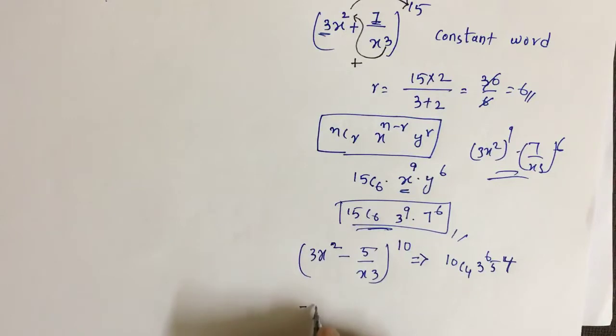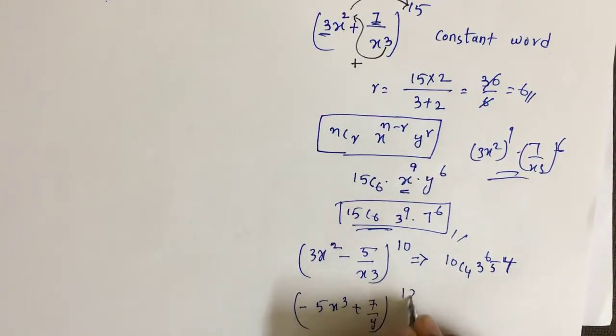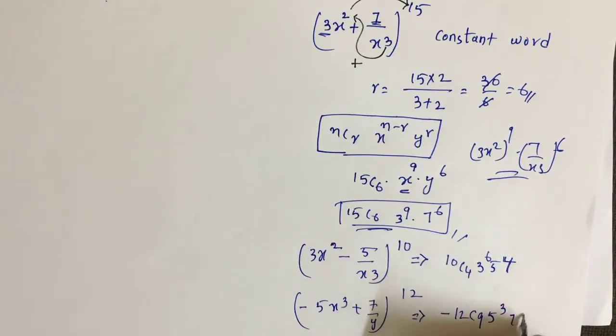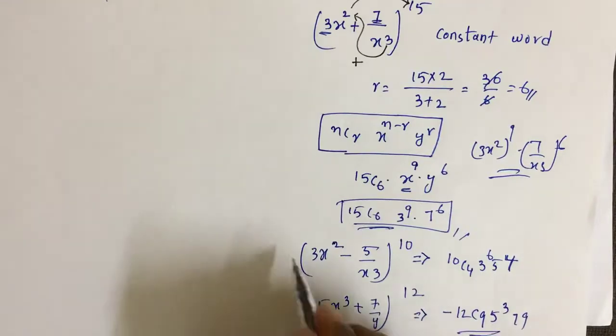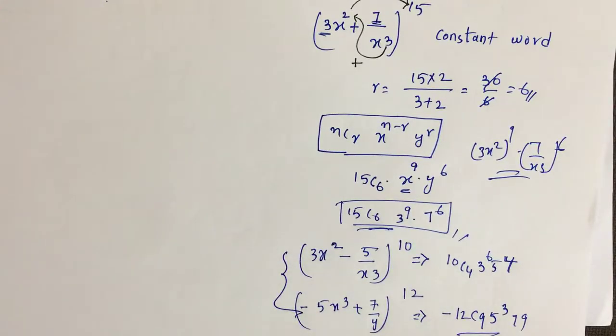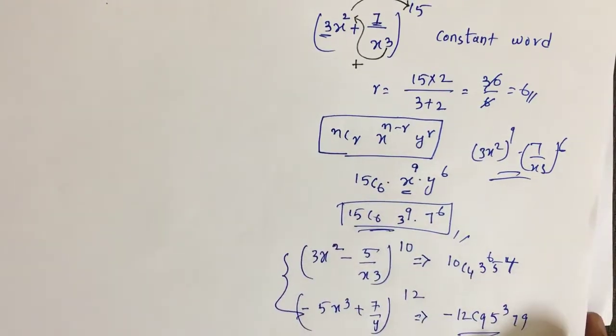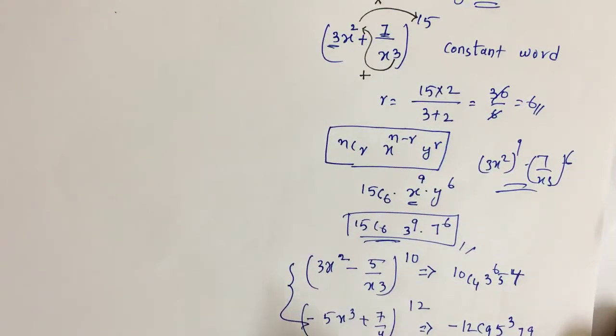And we have another one: 5x³ plus 7 by y, whole power 12, and the answer will come out to be 12C9 (5x³)^3 (7/y)^9. So you can solve these two problems. This is a very important problem, and this is model 2.